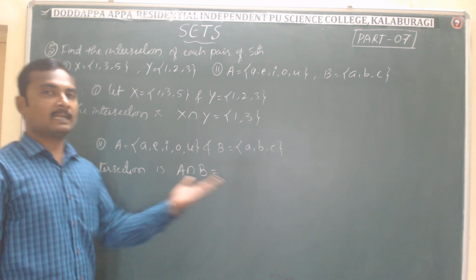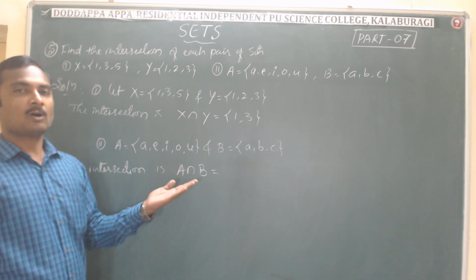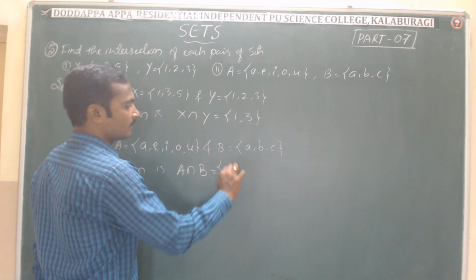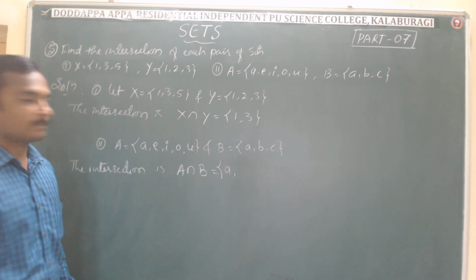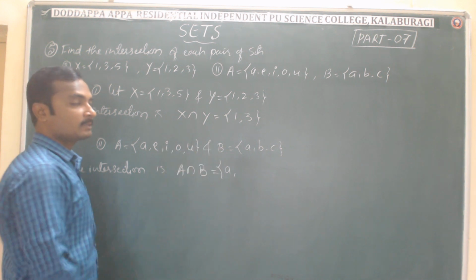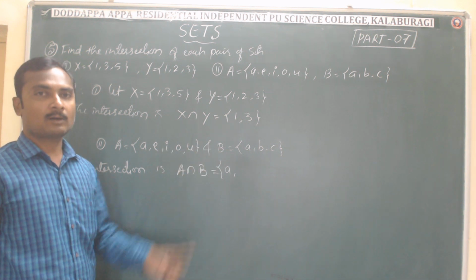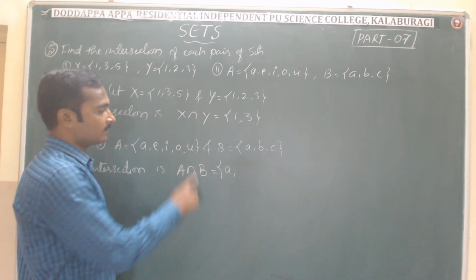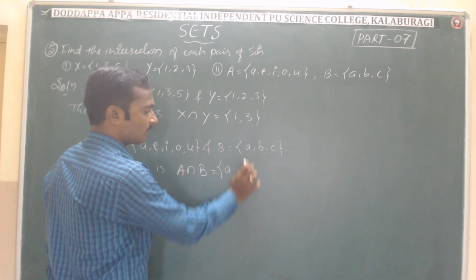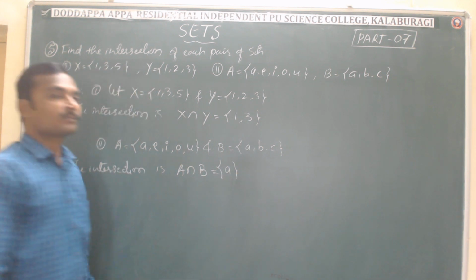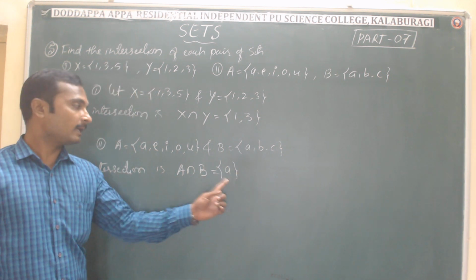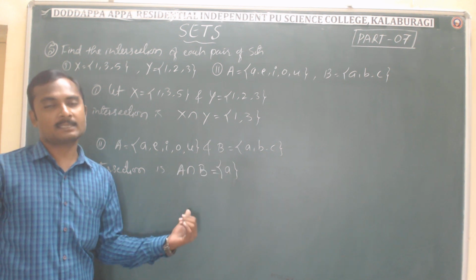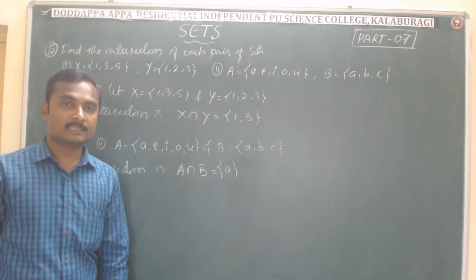Now let us choose the common elements of both the sets. A is present in both the sets, so A is a member of A intersection B. E is not present in both the sets, it is present only in set A but not B. I is not present in both the sets. O is not present in both the sets. Lastly, U is not present in both the sets. Therefore, A is the only member of A intersection B. You can see A is the only common element present in both the sets A and B. This is called the intersection of the two sets.